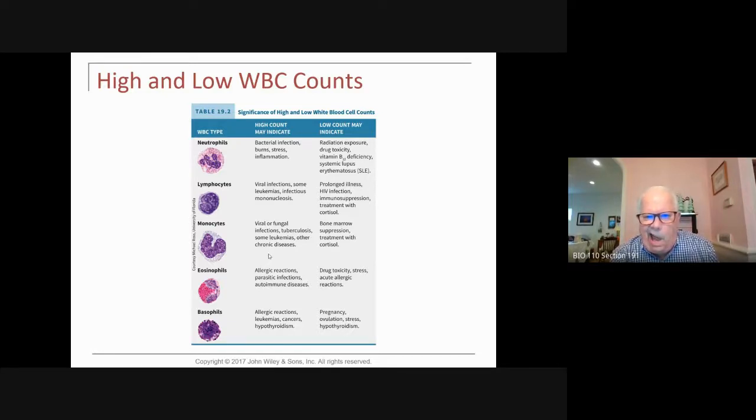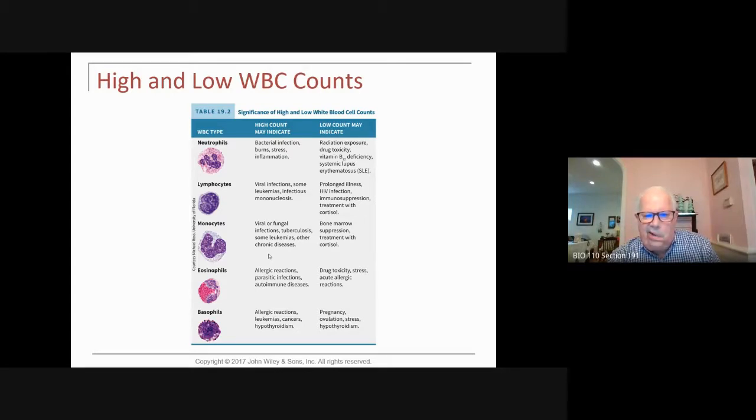Lymphocytes. Lymphocytes fight viruses. Their lymphocyte count would be increased with viruses, also with leukemias, and also with the disease infectious mononucleosis, which I think I'm going to lecture on in chapter 22. All right? Monocytes. Monocytes attack fungi and viruses. So you have a high white count when you have a virus or a fungus.